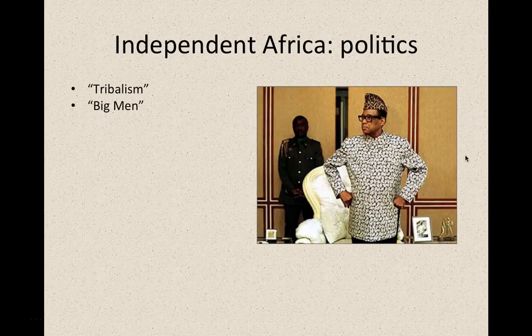Mobutu wore African-style garb. His signature piece was this leopard skin hat that he wore on ceremonial occasions anytime he was in the company of an international leader. We have lots of pictures of Mobutu sitting in company with Richard Nixon and Ronald Reagan, probably with other American presidents and other world leaders, but he's always wearing this leopard skin cap, right? And so they create this cult of personality at the same time as they put a stranglehold on the politics.